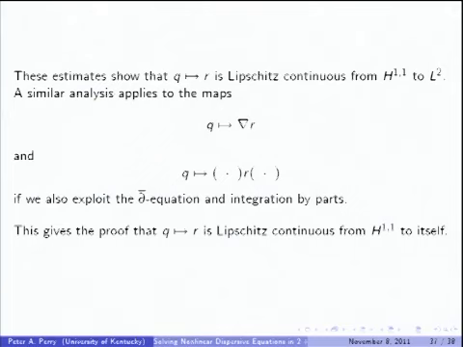And the second technical result that I mentioned is just a refinement of these techniques. You need some more weights and some more derivatives, but it's really the same idea.